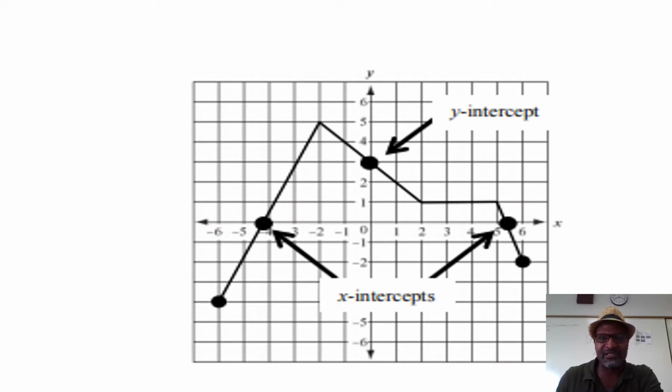One x-intercept is between 5 and 6, and there's one between -5 and -4. Those are the x-intercepts. They're also called the roots or zeros or solutions. Then you have the y-intercept, and the y-intercept in this graph is 3.